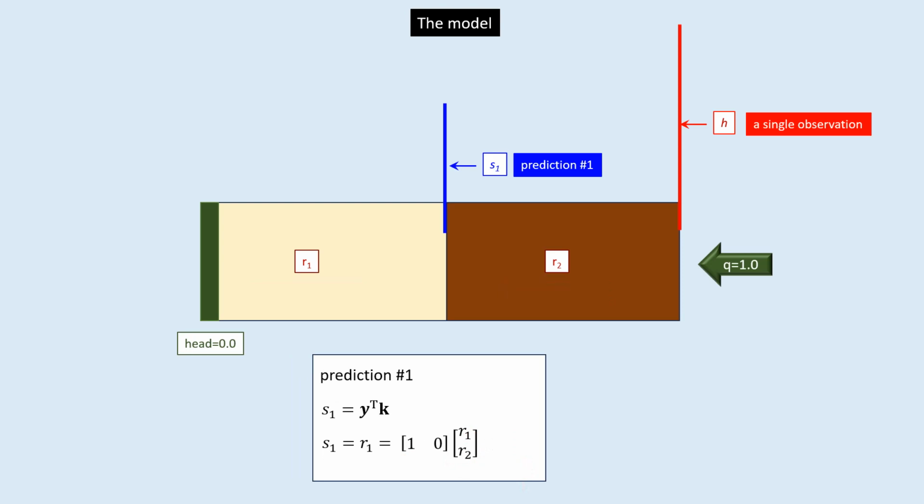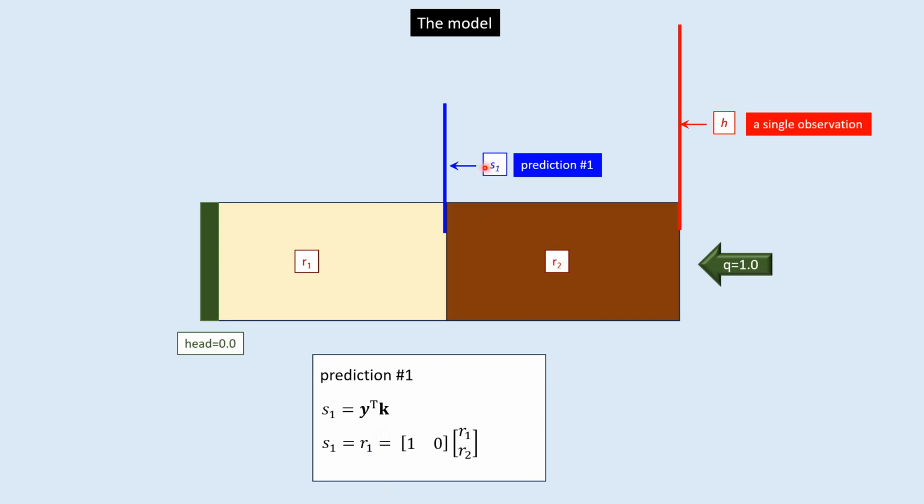We're going to be looking at two predictions. The first prediction is the head in a well that's situated just at the right-hand end of resistance number 1. Now, in other GMDSI monographs, we use this type of equation to characterize a model that's making a prediction. Y is the sensitivity of the prediction to model parameters. In the present case, that's particularly simple.